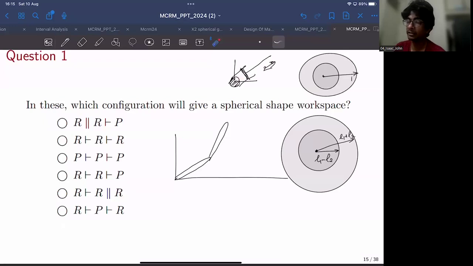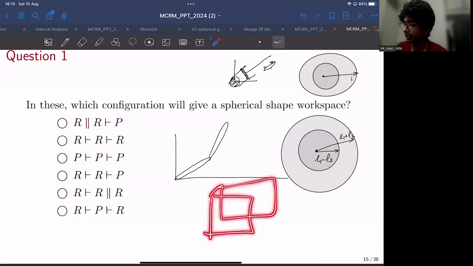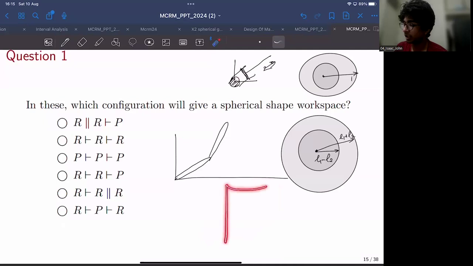And there could be other cases also, like in the case of a 3D robot, there could be a workspace just like a cube, like so. There could be a workspace like a cylinder in the case of a specific configuration like so. But in the question, it typically asks you to specify a configuration which will yield a spherical workspace, right?